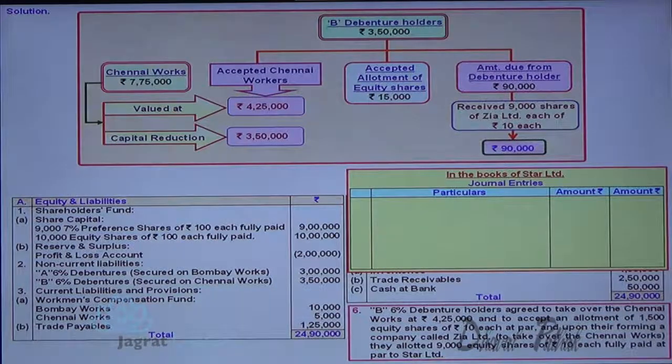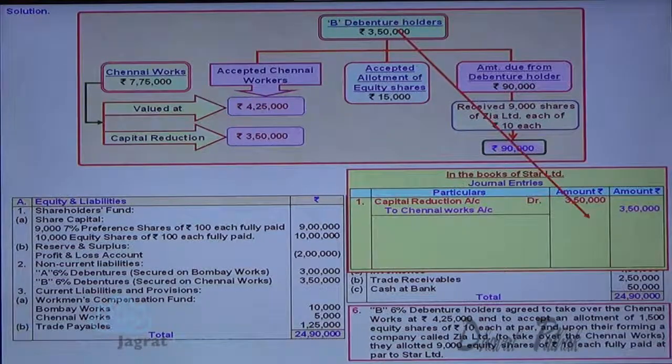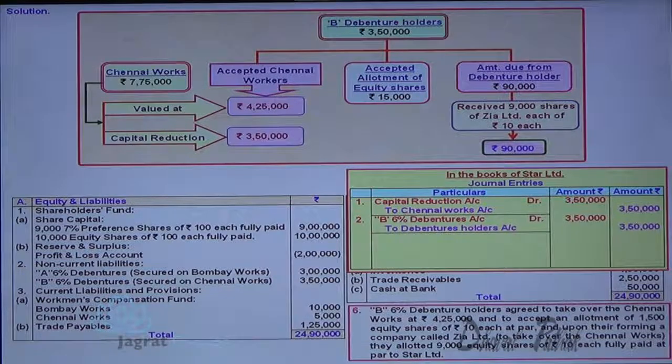Now in the books of Star Limited, first of all, capital reduction account is debited with 3,50,000, to Chennai Works account credit 3,50,000. I am required to pay 3,50,000 to debenture holders. So B debentures account debit, to debenture holders account credit, 3,50,000. Now how the exchange has taken place. Debenture holders are paid 3,50,000. So debenture holders account debit 3,50,000.